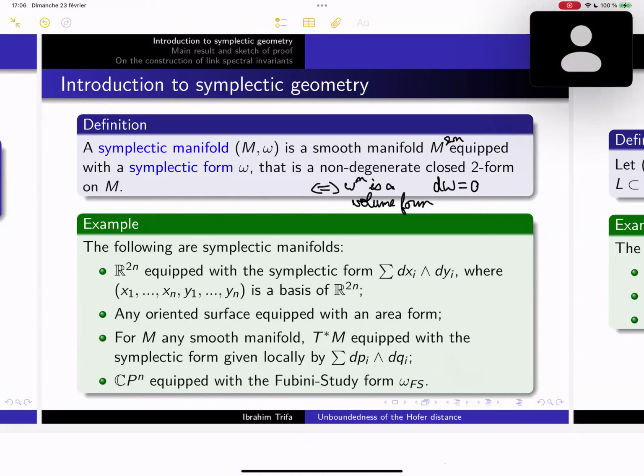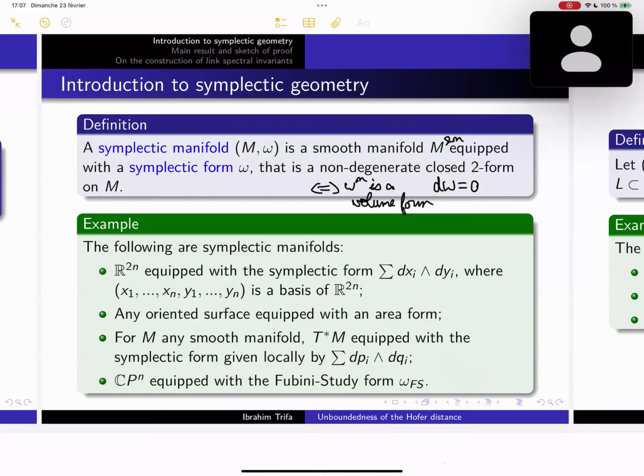Another example is any oriented surface equipped with an area form. Or given any smooth manifold, you can look at its cotangent bundle. If you take coordinates q_i on the base M and coordinates p_i on the fiber, then the form given locally by sum of dp_i wedge dq_i is a symplectic form. Another example is CP^n equipped with the Fubini-Study form.